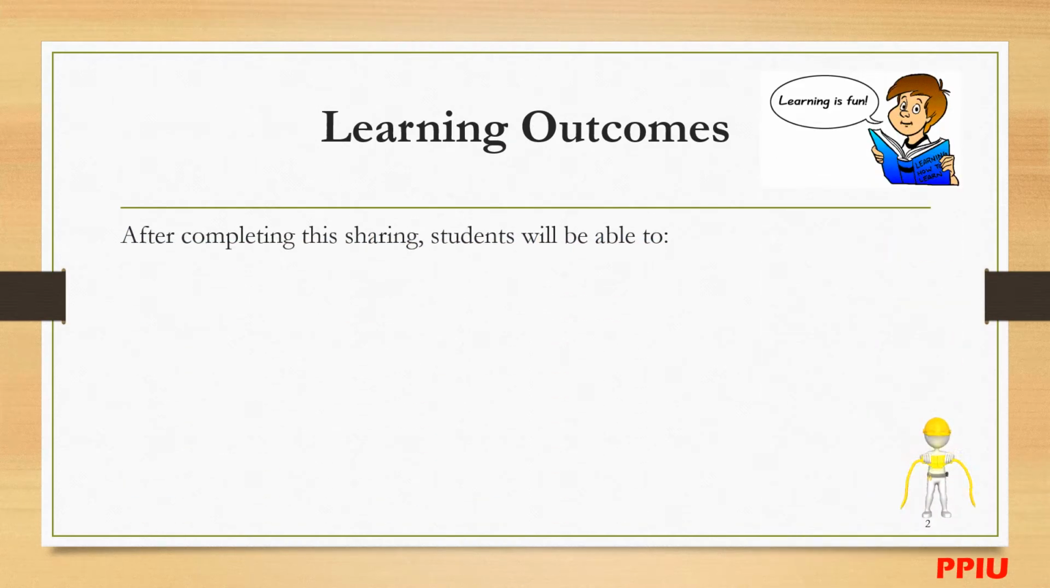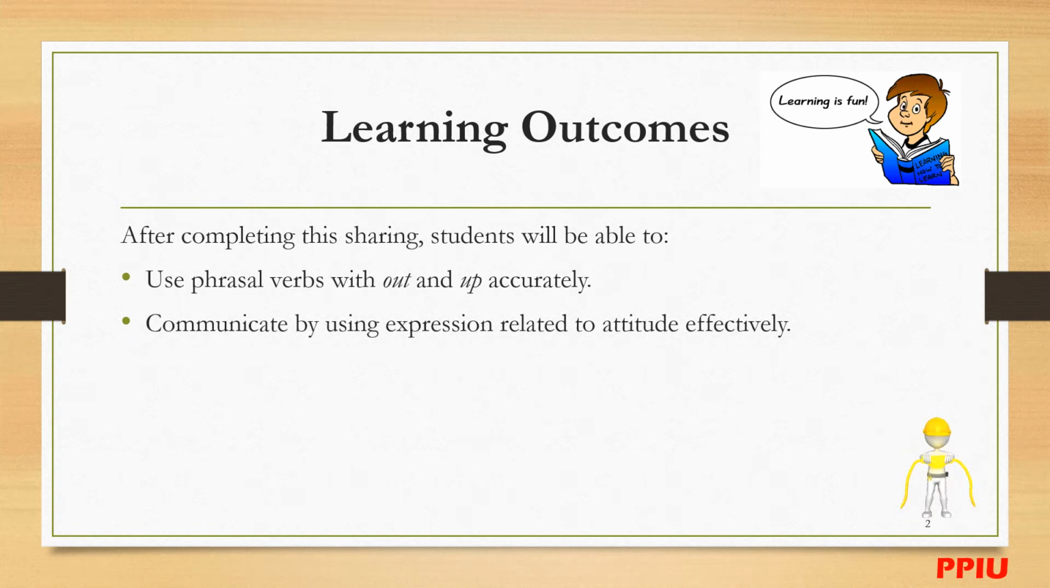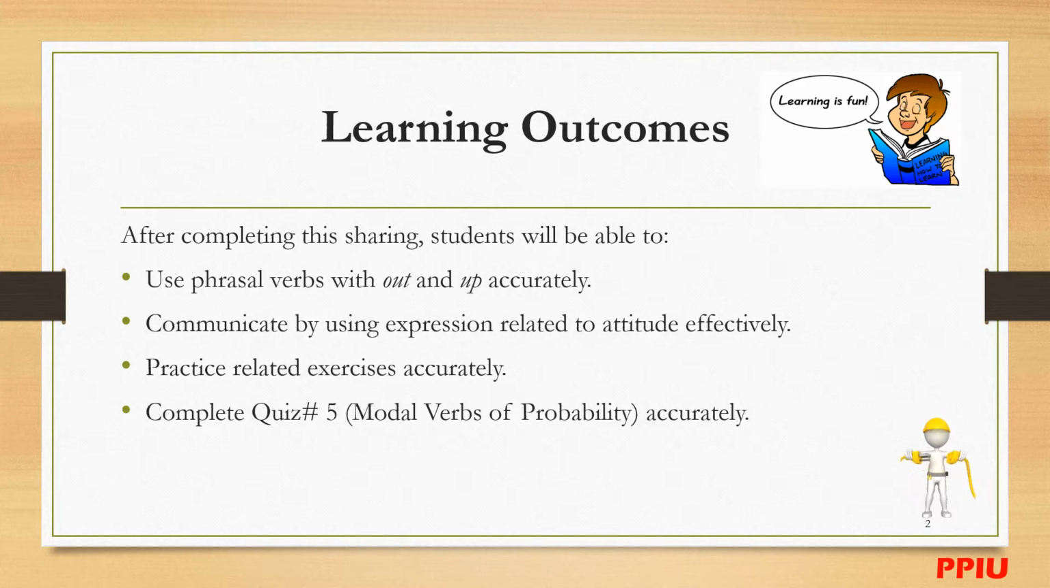After completing this session, you will be able to use phrasal verbs with out and up, communicate by using expressions related to attitude effectively, practice related exercises accurately, and complete quiz number 5, modal verbs of probability, accurately. So we come up with 4 learning outcomes for this session.